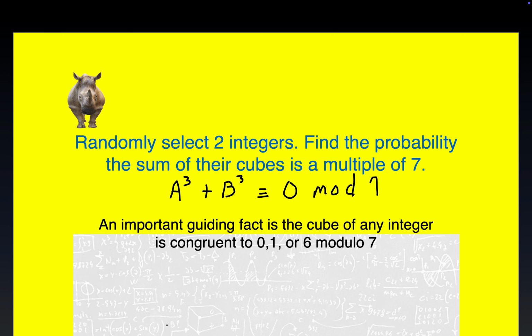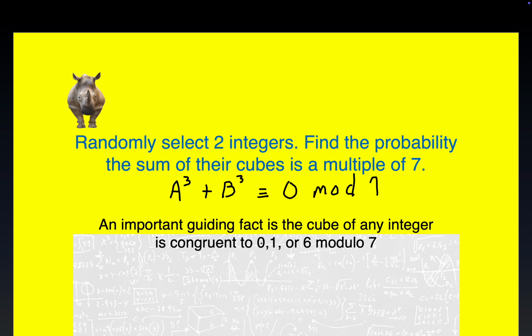Now, an important guiding fact in the way we're going to solve this problem is that the cube of any integer is congruent to just 0, 1, or 6. What does this mean? It means that if you take the cube of any integer, it's going to either have a remainder of 0, which means it would be a multiple of 7, a remainder of 1, or a remainder of 6. So that's pretty sparse if you consider the fact that there's 7 possible remainders. Any cube at all for any integer is congruent to either 0, 1, or 6. And I'll show you why real quick and then get down to why that's important.